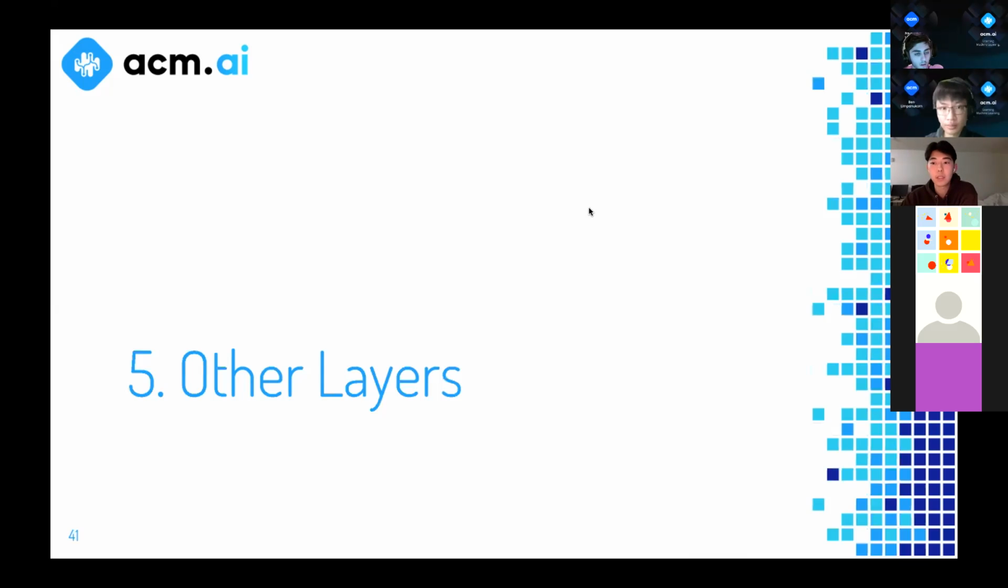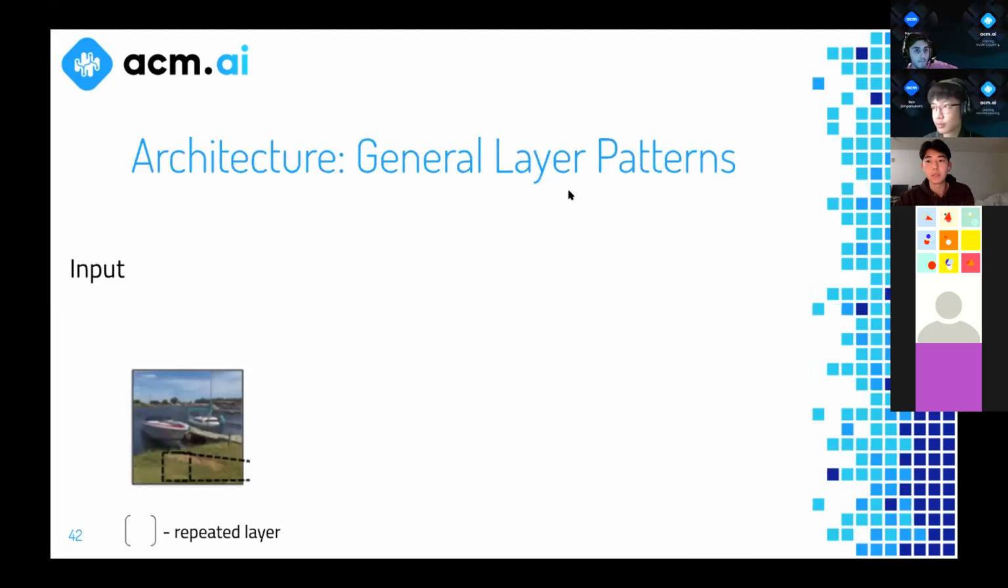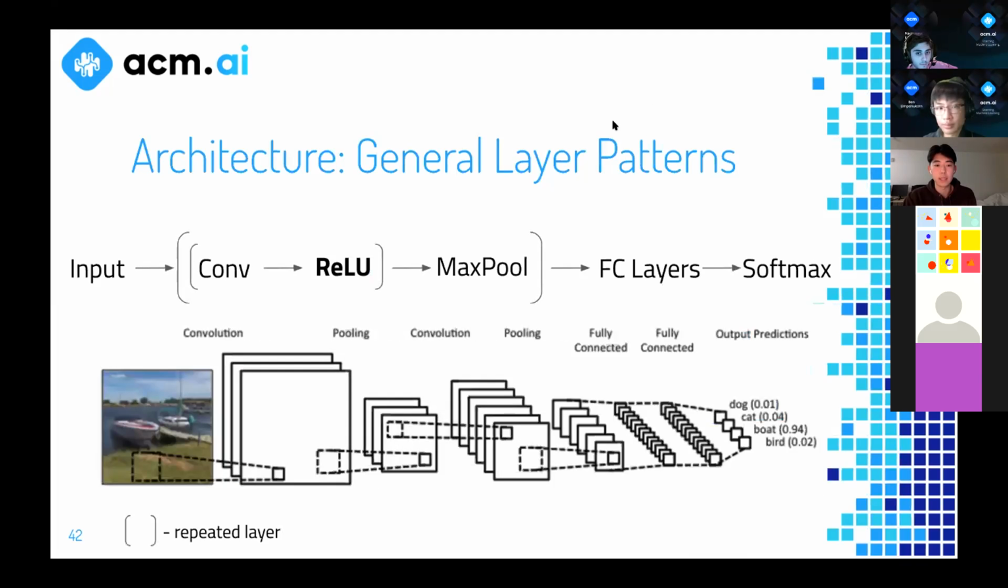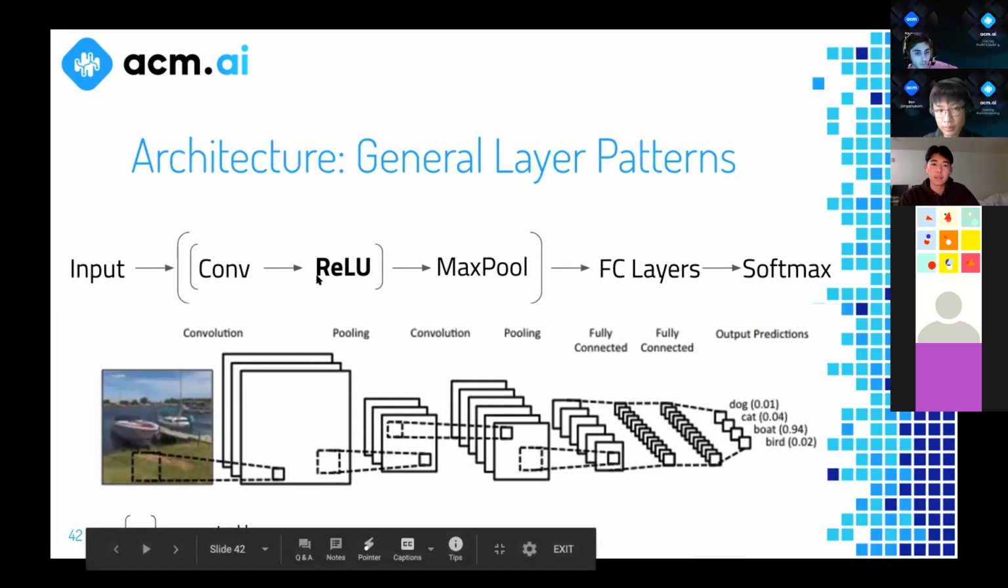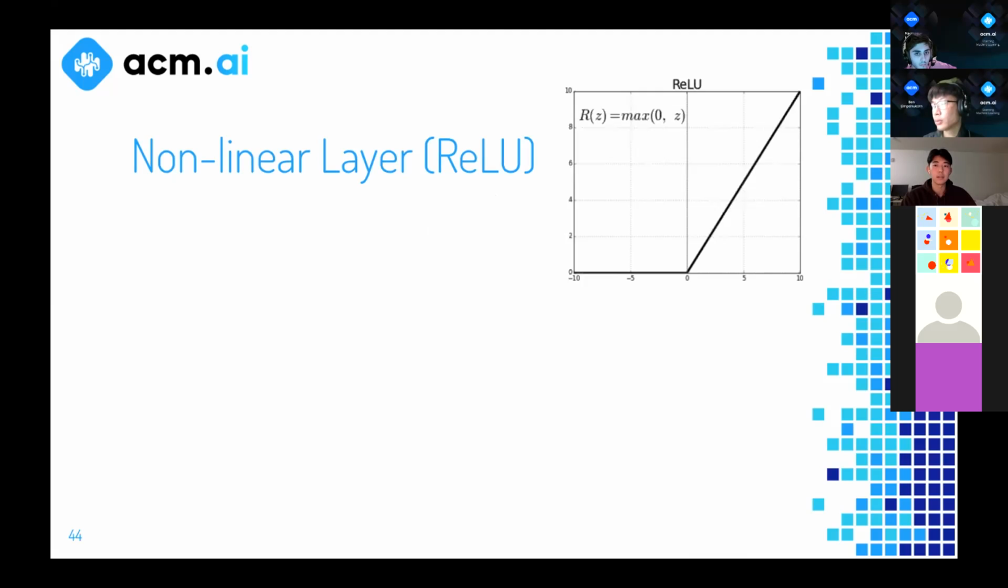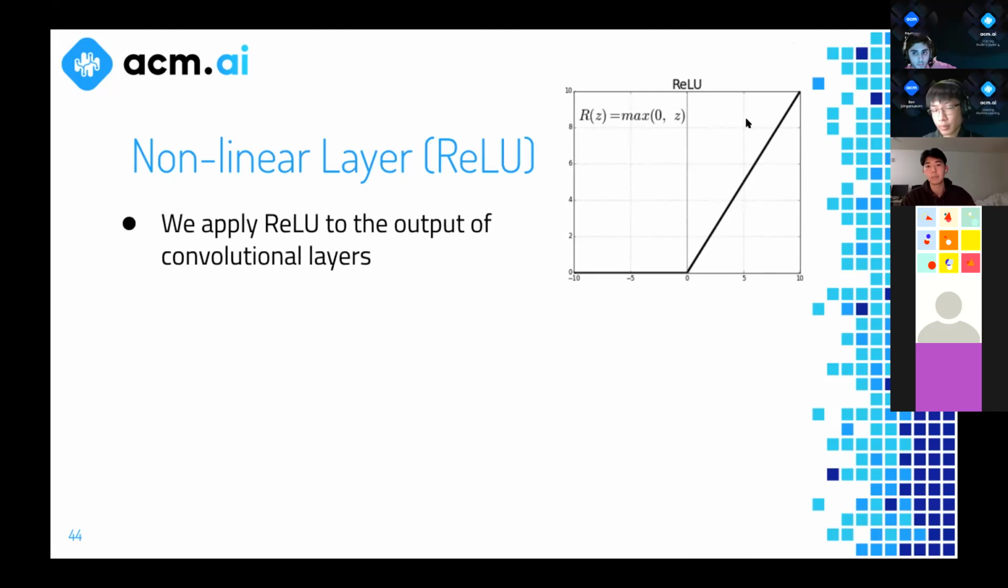Awesome. Okay, so we're just going to move into other layers besides the convolutional layer itself. Again, this is a big overview of our model architecture. We just passed through the convolutional layer, and we're going to move into this thing called ReLU. ReLU is a nonlinear layer, and we're going to go into what exactly ReLU is and what about its particular shape is important for us in this context. Again, it's a nonlinear layer, and this is what ReLU looks like. It's kind of like a piecewise function.